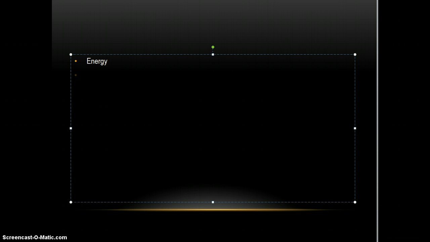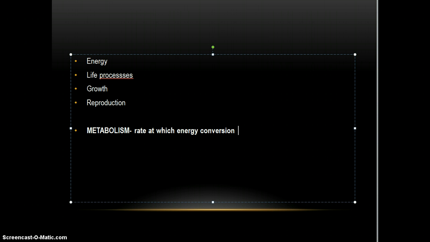Energy is the ability to do work, and what energy does is drive life processes, growth, and reproduction. Now, another thing to remember is metabolism. What metabolism does is allow the chemical energy in food to be converted by the organism. It is the rate at which energy conversions are made.